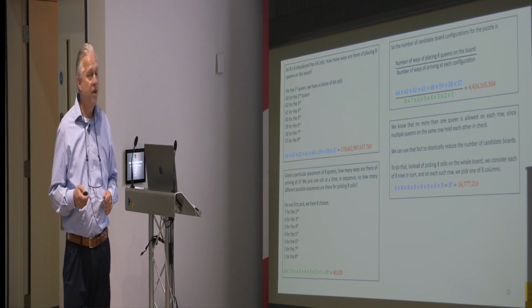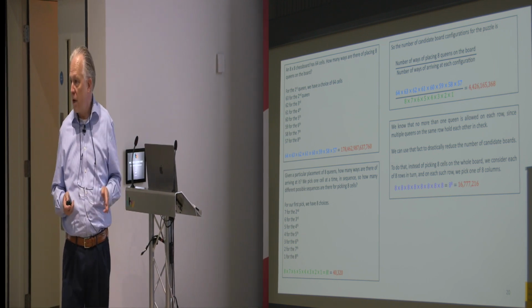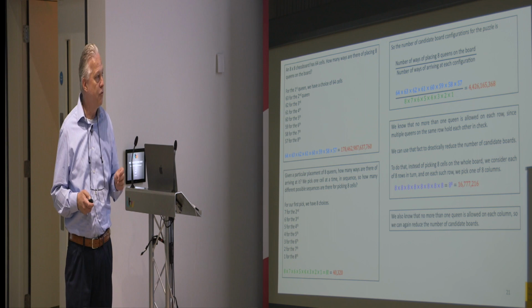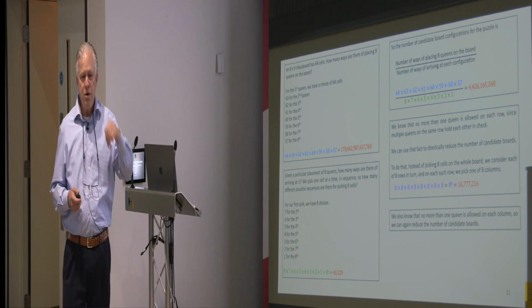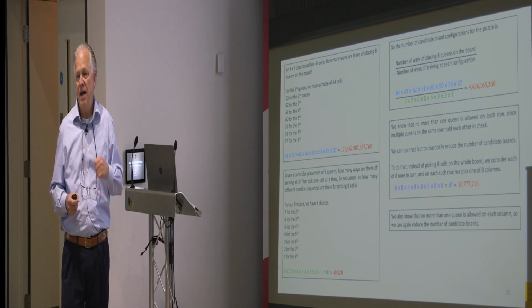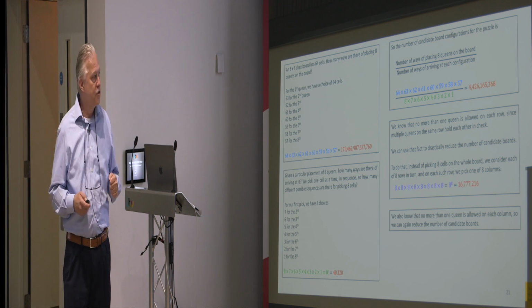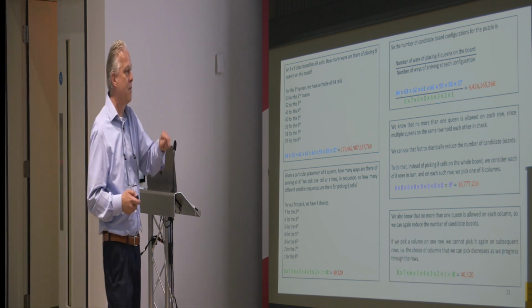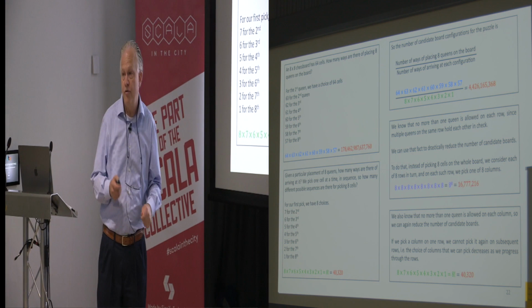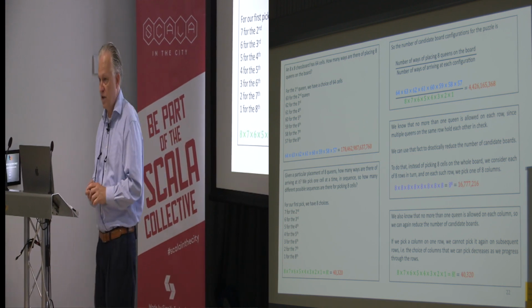But we also know that no 2 queens can be on the same column either. So what we can do is, as we go down, we make sure that we only pick a column that hasn't been picked before. So if we do that, then this number comes up again. So there are still more than 40,000 ways of doing this.